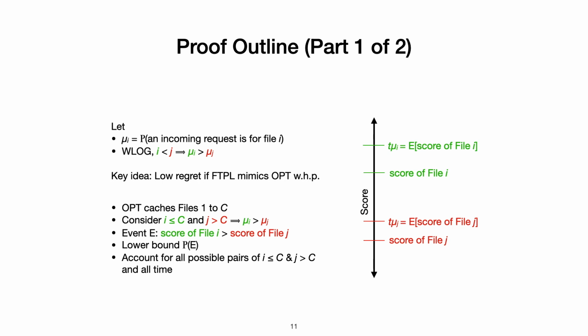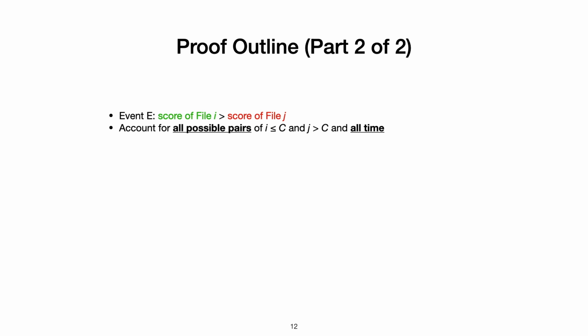This helps us characterize the probability of FTPL caching the C most popular files, that is, the same files as OPT. The way to account for all possible pairs is to use the union bound, which can be quite loose, especially for small t. To deal with this, we divide the interval of interest into two parts. For the initial t0 time slots, we upper bound the regret by t0, and for t greater than t0, we use the bound obtained above.